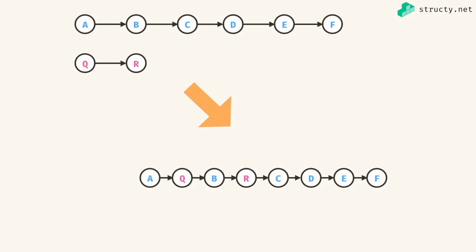So notice I alternate with AQBR, at which point I don't have any more nodes in list 2, so I just take all of the remaining nodes of list 1 and add them to the very end. And so we'll want to keep that edge case in mind when we come up with a strategy for this one. So where do we even start with a problem like this?